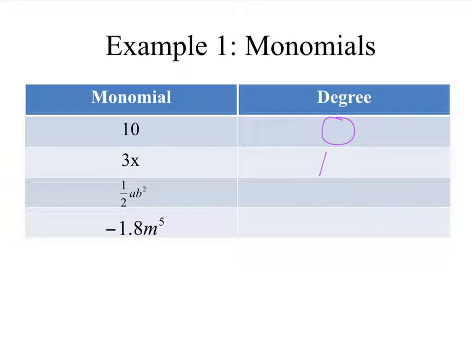3x has a degree of 1 because technically there is a hidden 1 above the x. Now this 1/2 ab squared, that a has an exponent of 1. The b has an exponent of 2, so our final degree is actually 3. It's the exponents of both variables being added together. And the last one has degree 5.